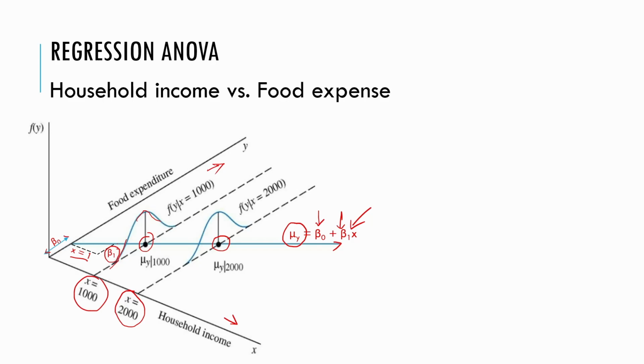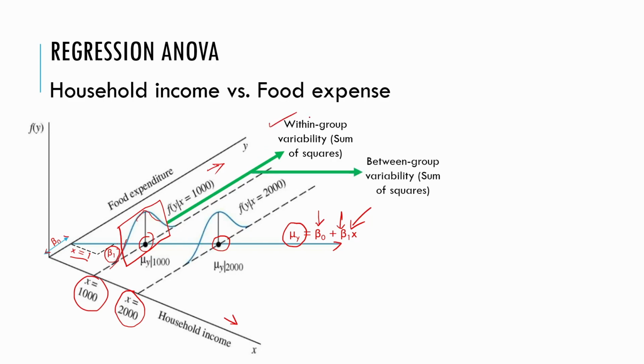So now let us extend the theory of ANOVA into the context of regression. In this case, the within group variability is in this direction. By group here we will mean the distribution. The distribution itself is the group. So whatever variability is there within that group is your within group variability. And what is the between group variability? This is in this direction. That means the variability between these two groups or these two distributions. So this is one group, this is another group, and the variability between these two groups is the between group variability.